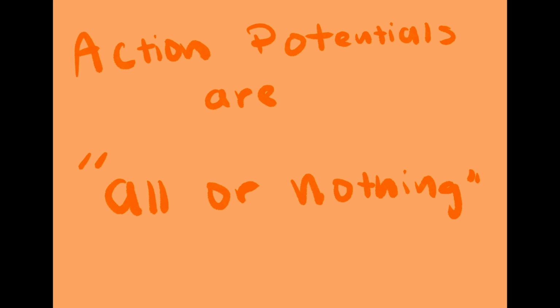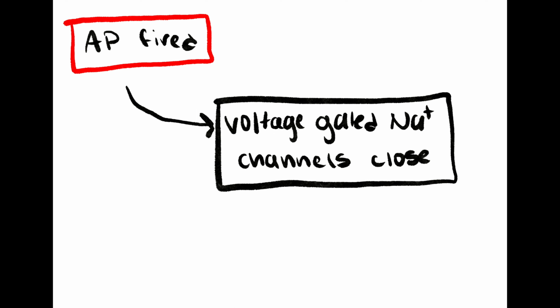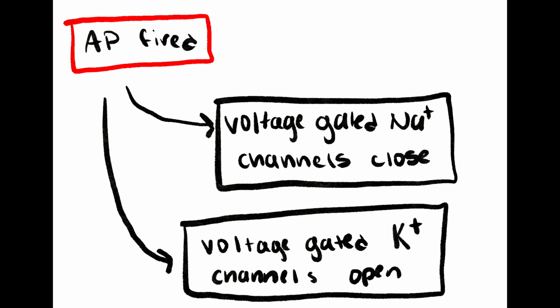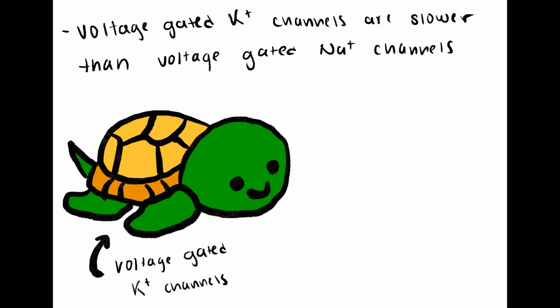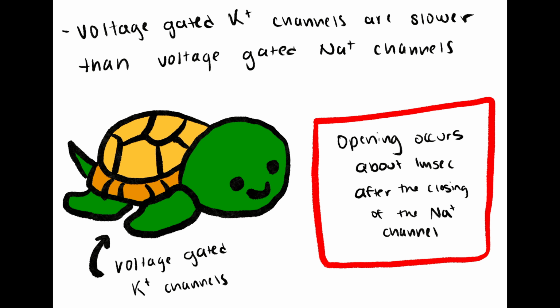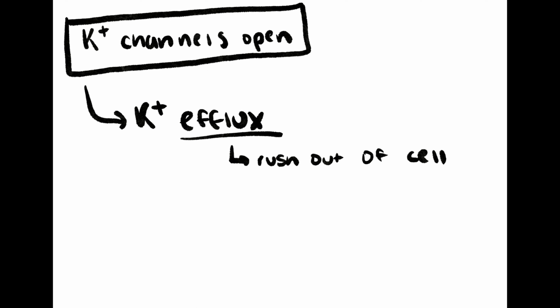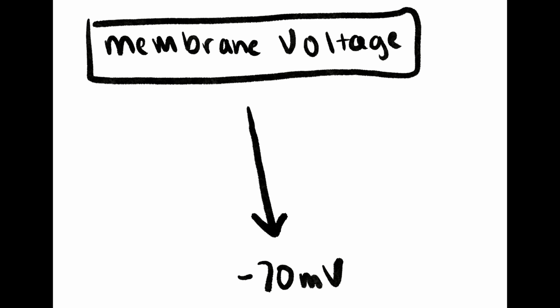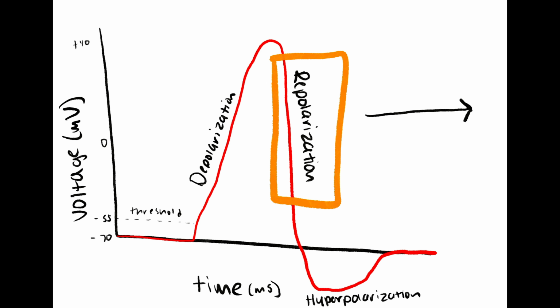At the firing of the action potential, the voltage-gated sodium channels close and voltage-gated potassium channels open. However, voltage-gated potassium channels are kinetically slower than sodium channels, so this opening occurs about 1 millisecond after the closing of the sodium channel. Once the potassium channels open, potassium ions rush out of the cell, or efflux. These positive ions rushing out of the intracellular matrix begin to reverse the effects of depolarization as the voltage begins to become negative again. The flow of potassium ions out of the cell, decreasing the membrane voltage back towards the negative 70 millivolt resting potential, is referred to as repolarization.